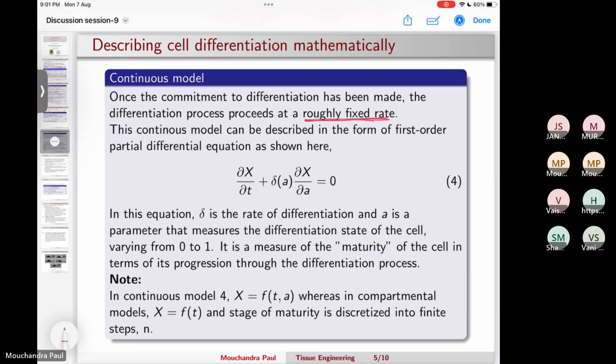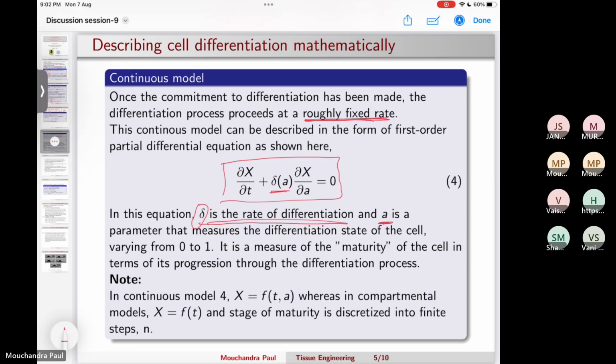So this model is expressed or described using this mathematical expression. Now this is a first order partial differential equation, okay, where x is the cell number and this cell number is changing with time. So del x by del t plus, now del here is the rate of the differentiation. As I said, the differentiation process is proceeding at a fixed rate and this fixed rate is given by del. Okay, and this del is itself a function of another parameter called a. Okay, this parameter is denoted by a.